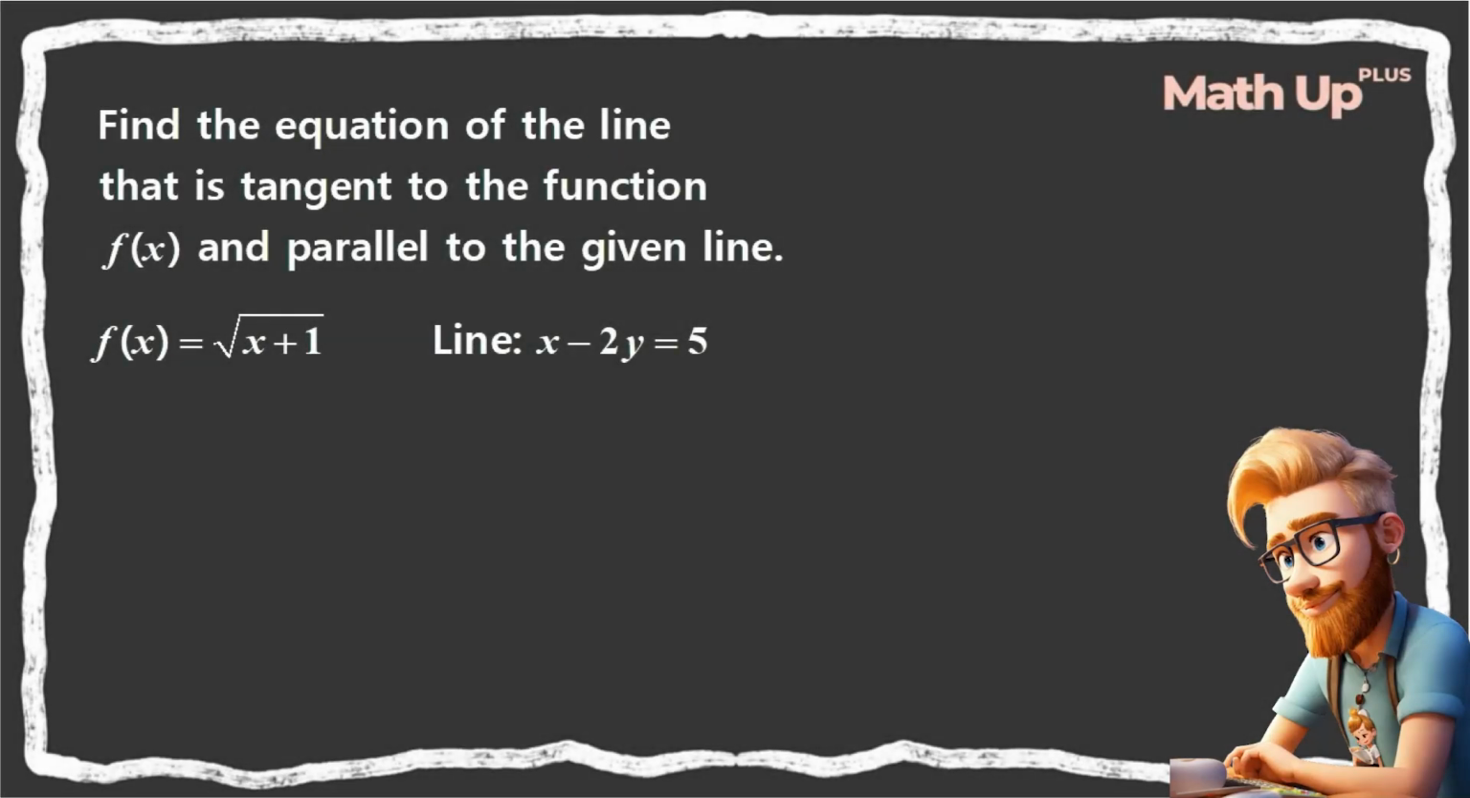Find the equation of the line that is tangent to the function f of x and parallel to the given line. Here we have f of x is equal to square root of x plus 1. The line is x minus 2y is equal to 5.